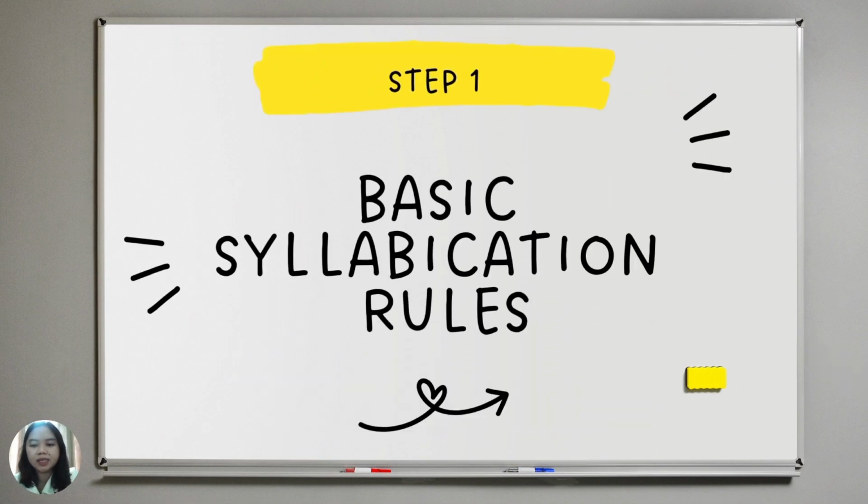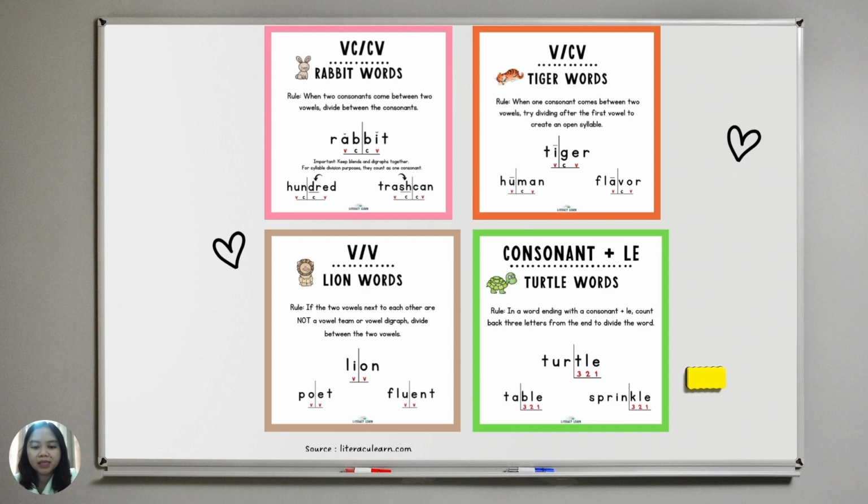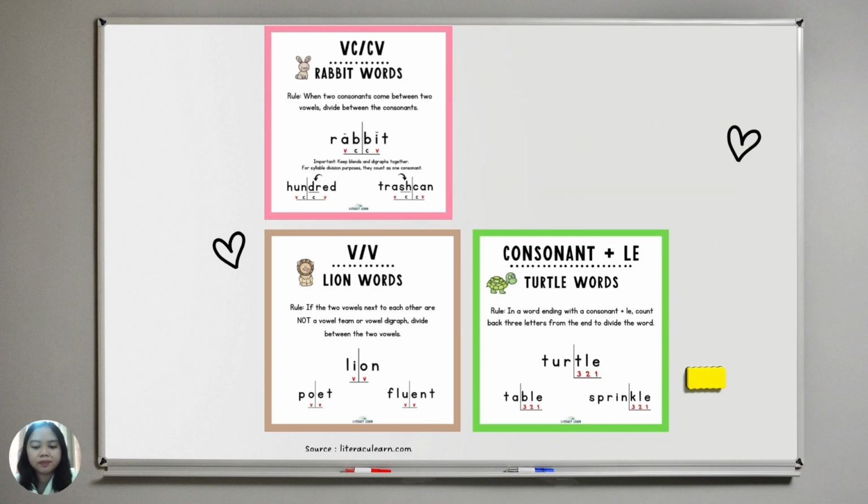The first step is the student has to know what vowels and consonants are. So we have here the basic syllabication rules that the student has to know in order to perform syllabication. So we have here the four basic syllabication rules. We have the rabbit words or the VCCV, tiger words or the V/CV, lion words or the V/V, and the turtle words or the consonant plus LE.